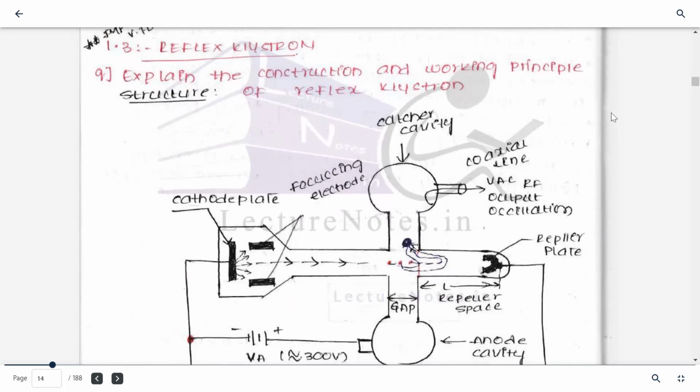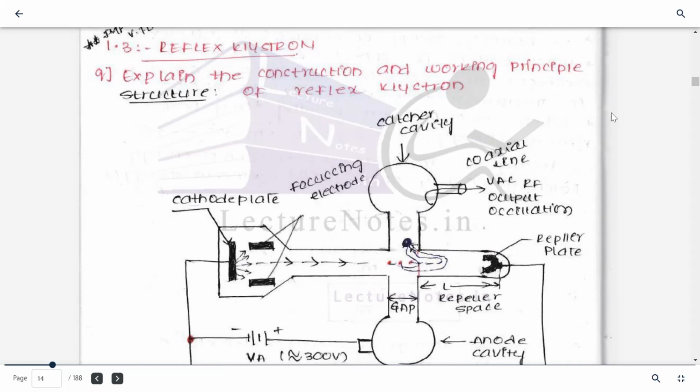So reflex klystron is a modification of the two cavity and multi-cavity klystron. As we know, these are power amplifiers, so they are not oscillators. So in order to get oscillation, feedback needs to be applied to the klystron amplifier. In a feedback oscillator, a part of the signal is applied back to the input, and the phase of the feedback signal is the same as the phase of the input signal. To provide feedback for the klystron, a second coupling loop may be provided to the catcher cavity.